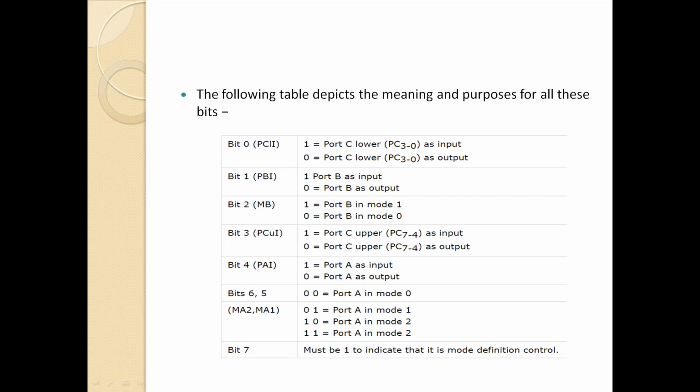Now, bits 6 and 5: whenever they are 0, 0, then port A is in mode 0. Whenever the signal on these bits is 0, 1, port A is in mode 1. When it is 1, 0, then port A is in mode 2. Whenever it is 1, 1, then port A is also in mode 2. Bit 7 must always be set. This indicates that the 8255 chip is programmed in the input-output mode.